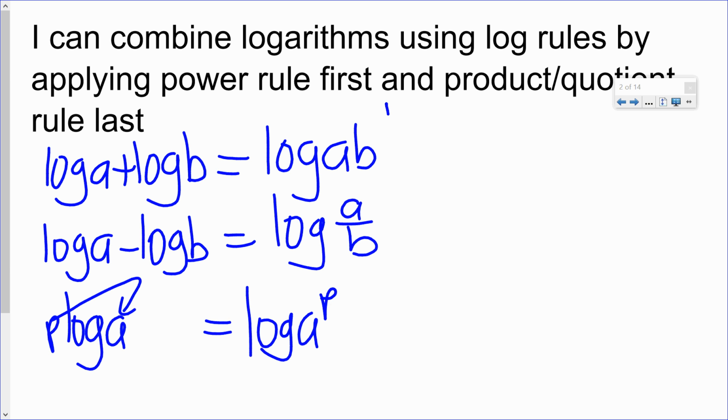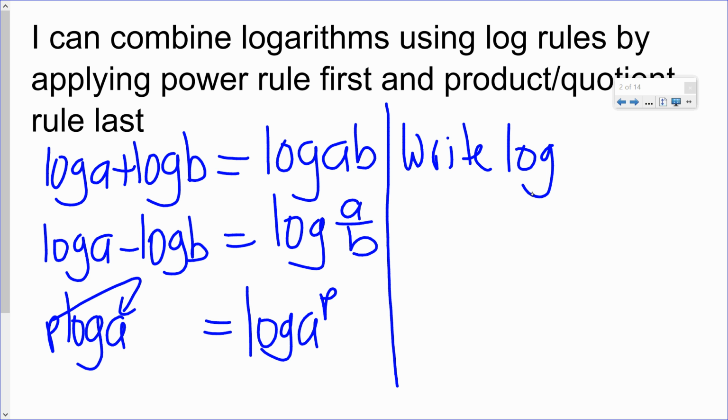The other key for this is, if I'm combining into a single log, make sure you write log once. The whole point is to write it as a single log, so write it once, and everything else kind of falls into place after that.